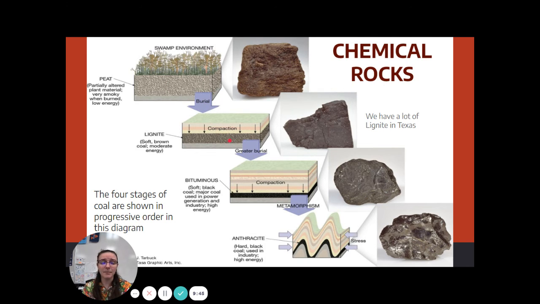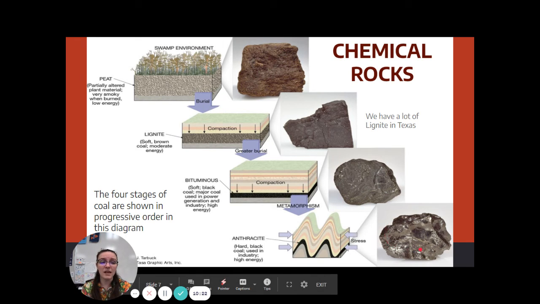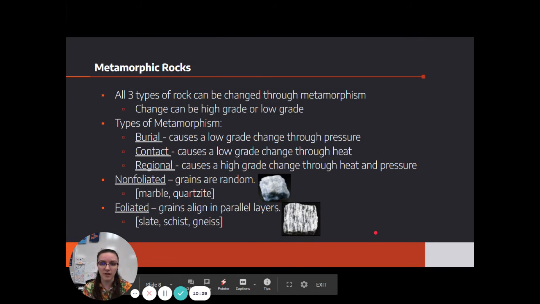As it gets compacted, it becomes what we call lignite, and there's a lot of lignite here in Texas. And this is kind of a soft brown coal that is moderately compacted, gives a moderate amount of energy, and is still fairly smoky. If it gets squeezed even more, it becomes bituminous, which is a soft black coal that is used for a lot of power generation and industry, and it is pretty good at energy. So all of those, peat, lignite, and bituminous, are chemical sedimentary rocks. The next level, or the last stage of coal, anthracite, is actually a metamorphic rock.